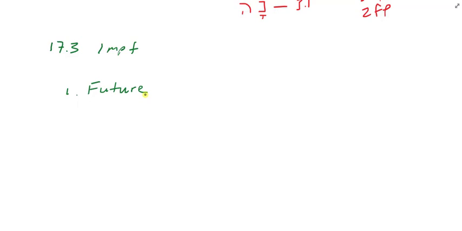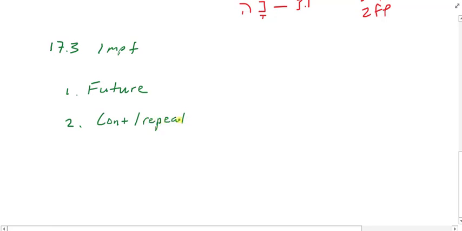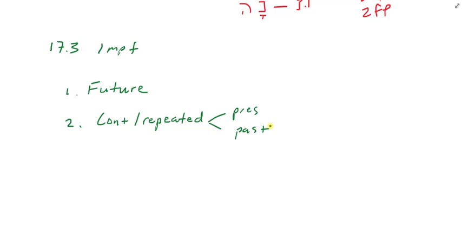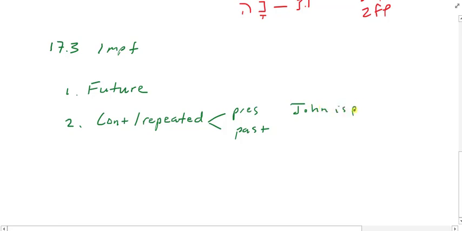All right? Number two, it could be used to translate action that is continuous or repeated. So, this could be in the present or the past. All right, so I could say something like, John is playing basketball. And that is an action that is going on right now. So he's in a continuous state of playing basketball. Okay, and I could use the Qal imperfect for that. So John is playing. But I could also use the Qal imperfect for a past and continuous action.